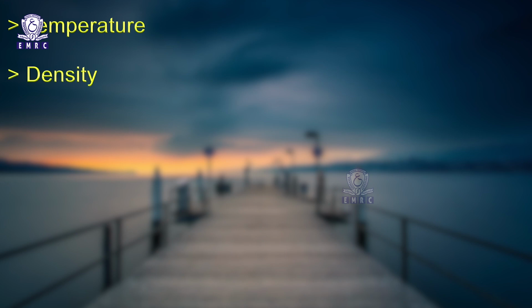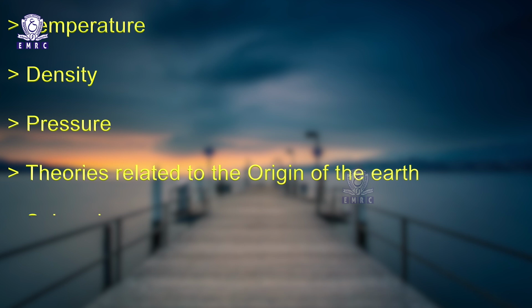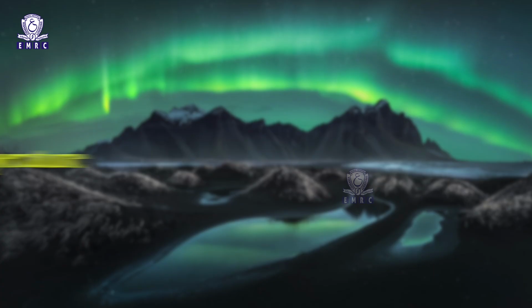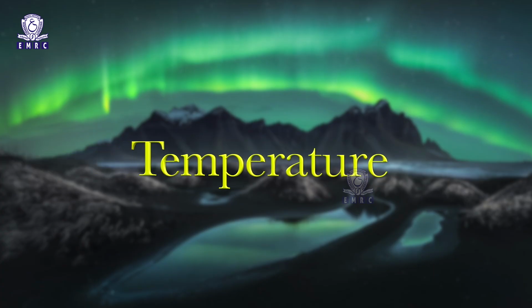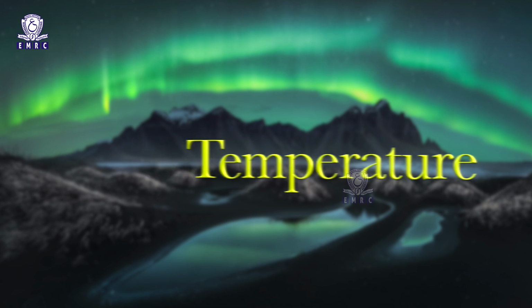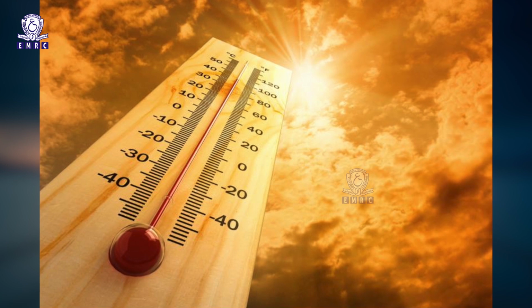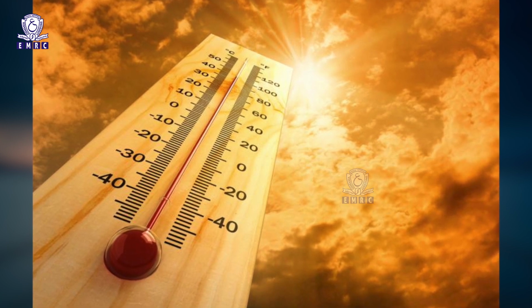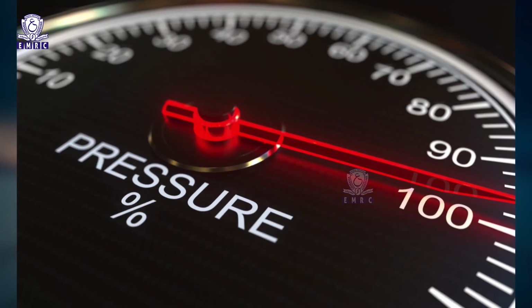Indirect sources that can provide some clue about the interior of the earth include temperature, density, pressure, theories related to the origin of the earth, and seismology. Analysis of the properties of matter indirectly provides information about the interior of the earth. These properties are related to temperature, density, pressure, etc.